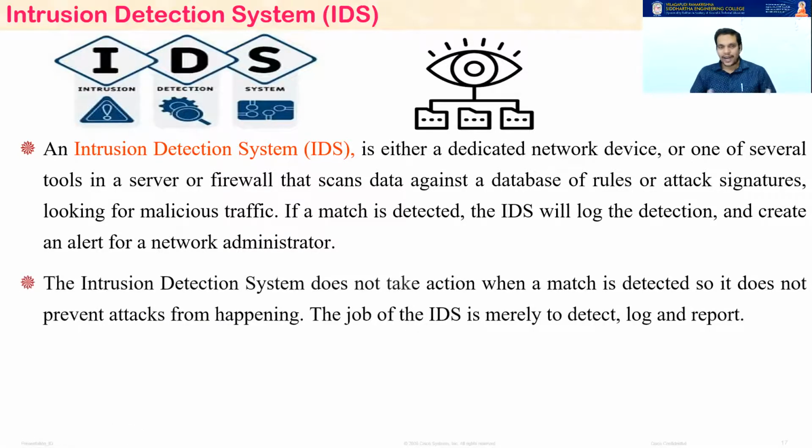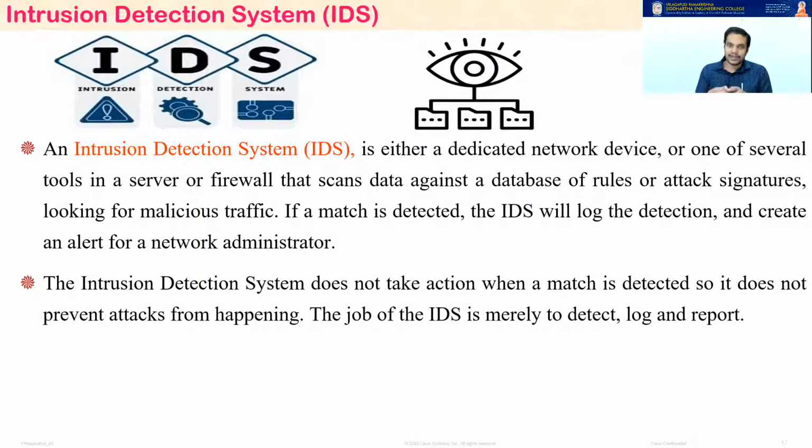Okay, so the next thing we talk about is IDS, Intrusion Detection System. There are two things, IDS and IPS. IDS stands for Intrusion Detection Systems. IPS stands for Intrusion Prevention Systems. Now, IDS is either a dedicated network device or it can run on any one of the security devices already installed on the network. It contains a large database, maybe a database of rules or attack signatures or behavioral patterns, that kind of stuff, and it keeps on monitoring the network for any kind of malicious traffic.